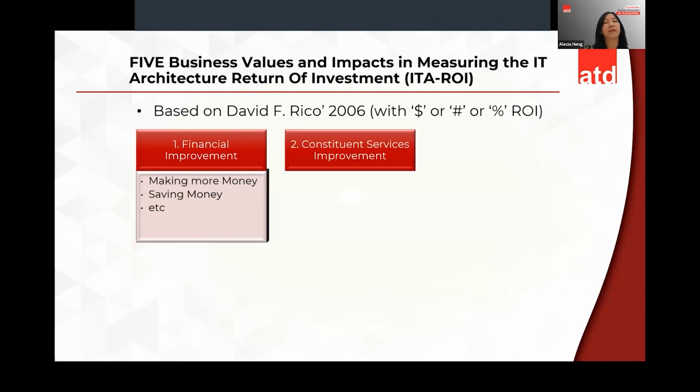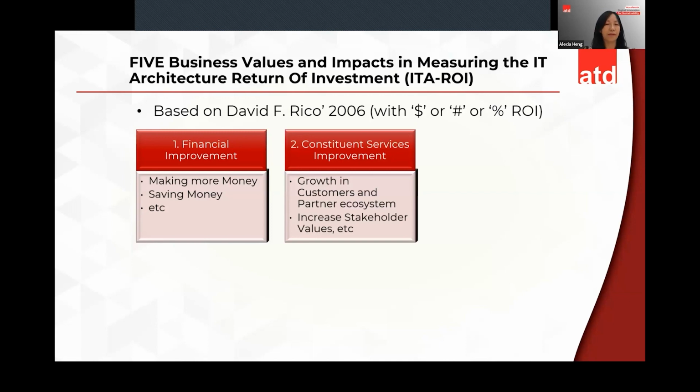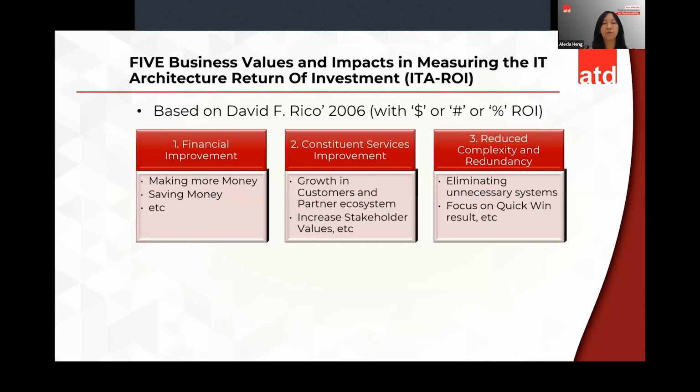Okay, definitely. So number 2, we will be looking at how this solution gives us growth in our markets. Does it increase our shareholder value? Does it open up a new market for our organization? Third, we also look at how this solution reduces complexity or redundancy, right, before we purchase. If the solution helps us reduce complexity and redundancy, it will get extra points.